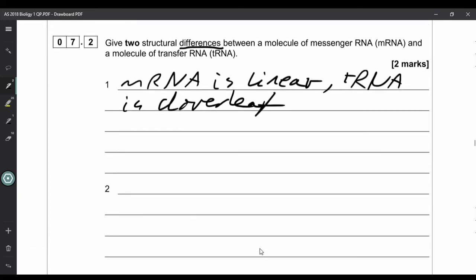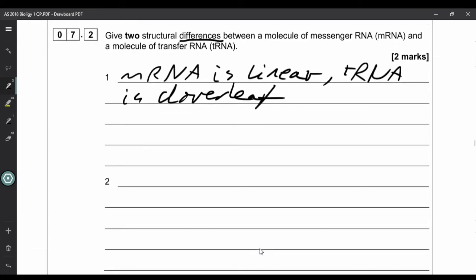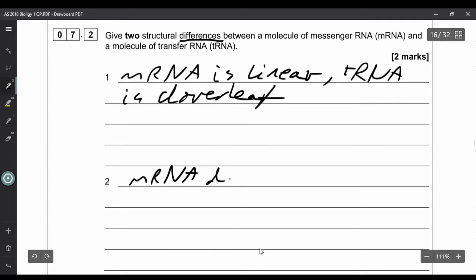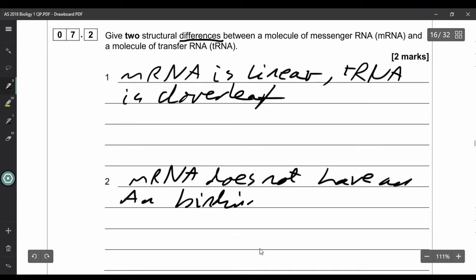So second feature we could have is messenger RNA does not have an amino acid binding site. And again, you've got to state what the difference is. But tRNA does.